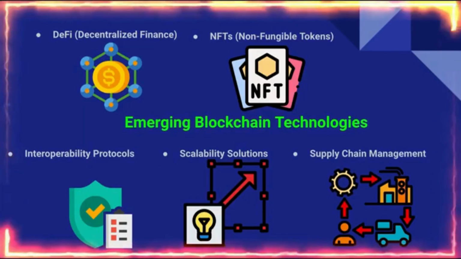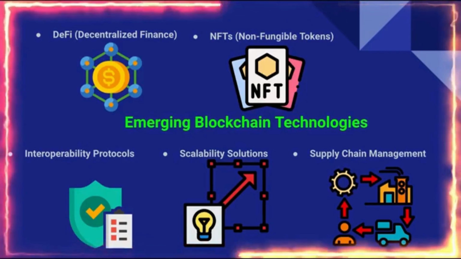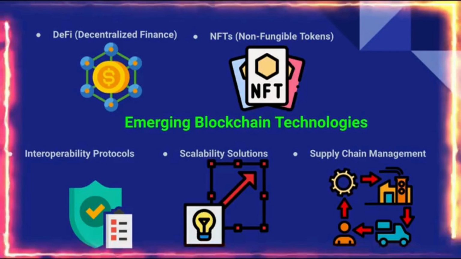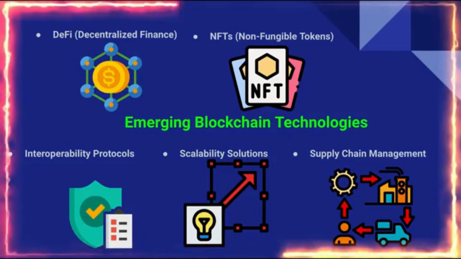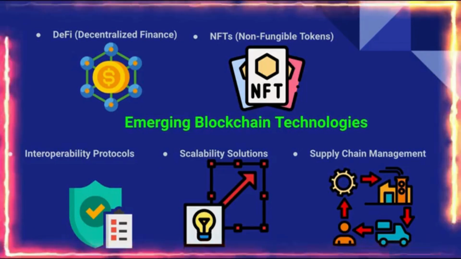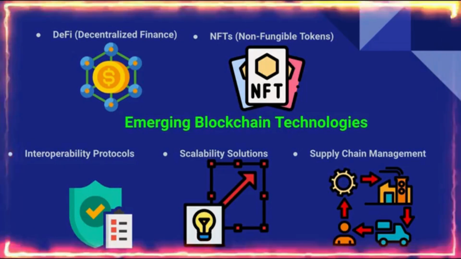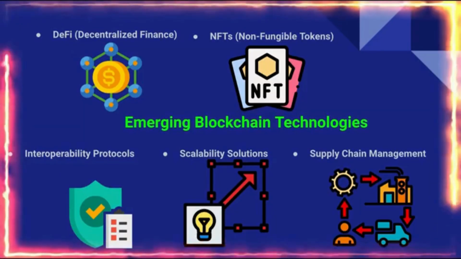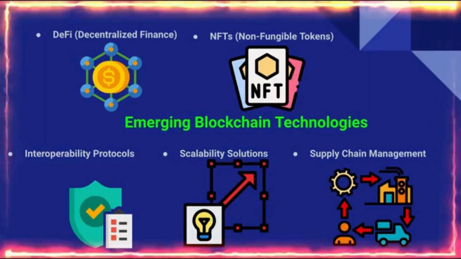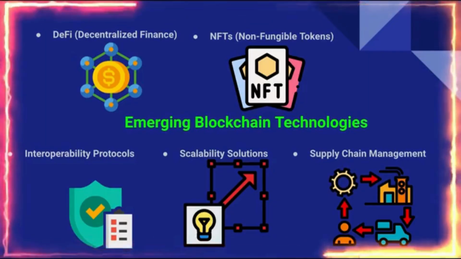Blockchain interoperability protocols. These protocols facilitate communication and data exchange between different blockchain networks. They aim to solve the issue of blockchain silos by enabling seamless interactions across multiple blockchains. Examples include Polkadot, Cosmos, Ion.